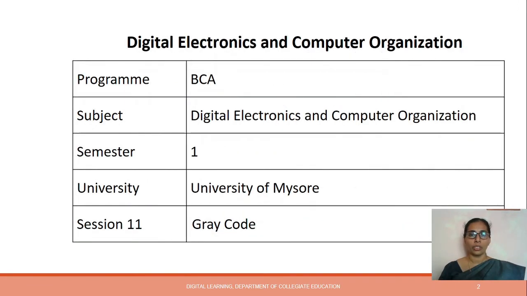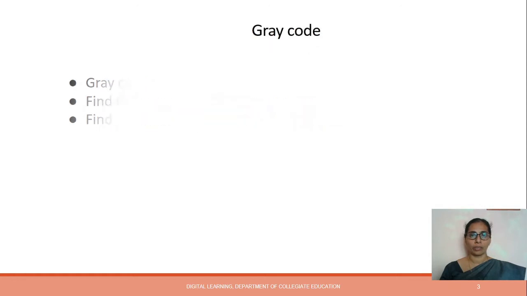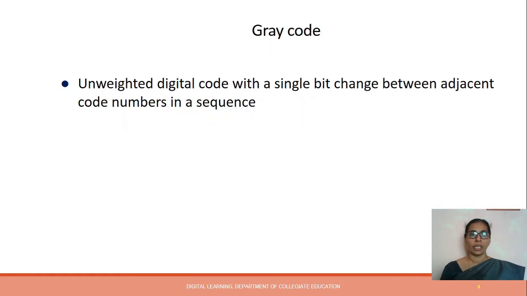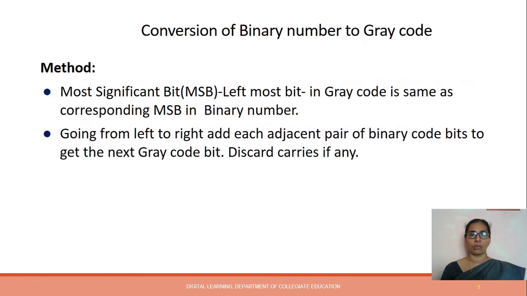Today we are going to see a non-weighted code, gray code. Here we are discussing how to find the gray code of a binary number and also the binary equivalent of a gray code. Gray code is a non-weighted digital code and it has a single bit change from one code word to the next in the sequence. The main application of gray code is that it is used in shaft position encoders.